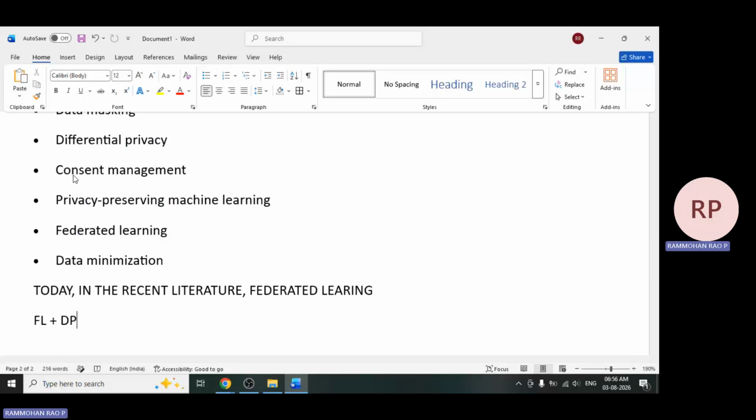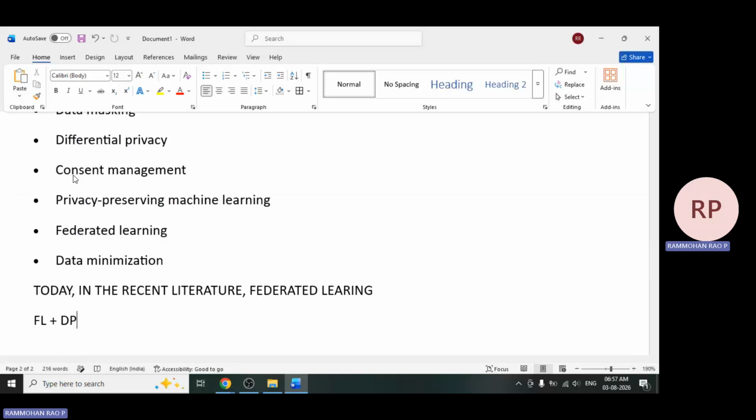Now, when you ask me whether a particular person's data is there in D and D dash, it becomes very difficult to find out because the analytics which I run on D and D dash will give me more or less the same result. So differential privacy is one interesting concept wherein we add some noise to the data and make sure a particular person's presence or absence can't be differentiated. That is a good technique. And in the recent literature, we have seen people using federated learning and DP as a combination.